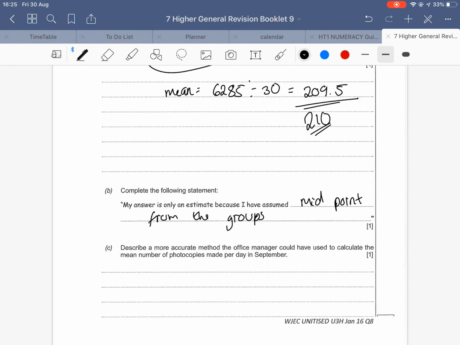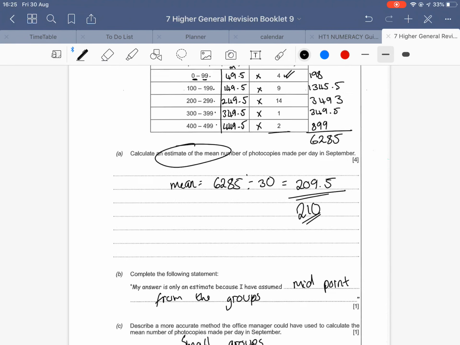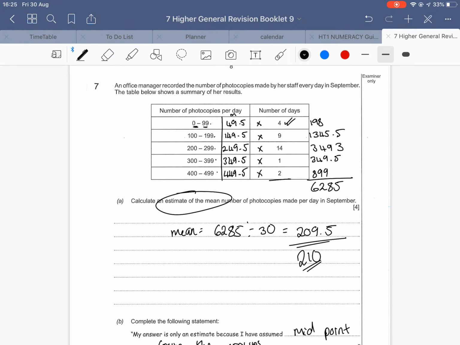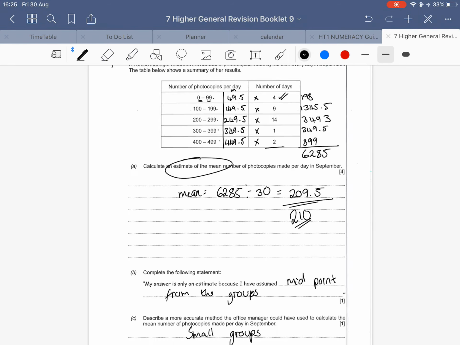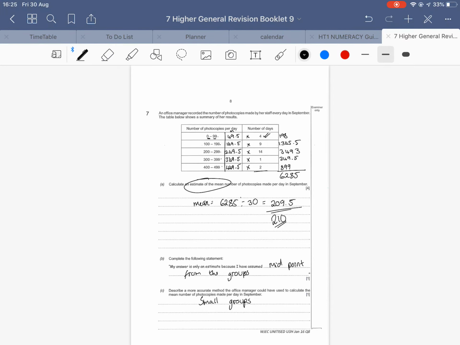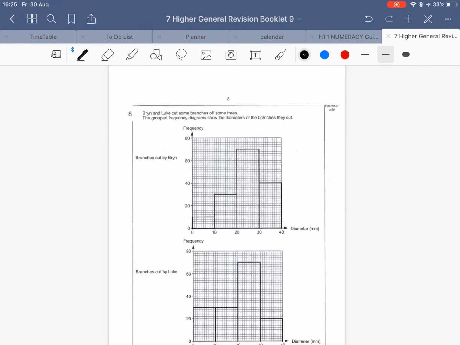Describe a more accurate method the office manager could use to calculate the mean number of photocopies per day in September. So if you use smaller groups, or no groups, smaller groups will give you a more accurate measure. Because obviously with 0 to 99 photocopies, one day they could do 1 photocopy, the next day they could do 74 photocopies. The smaller your groups, the more accurate your answer will be.